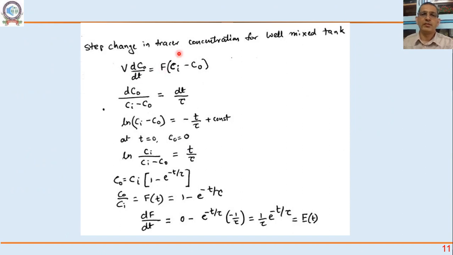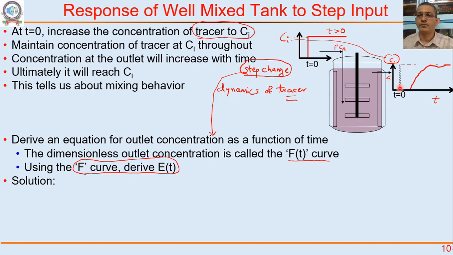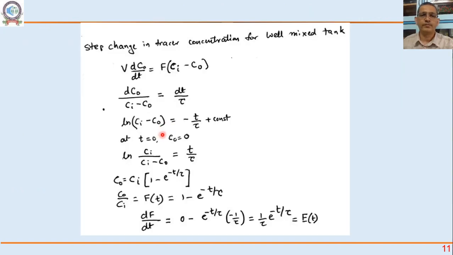Okay, so step change. Again, we can do in minus out is equal to accumulation. What comes in minus what goes out. In minus out would be accumulation. Accumulation would be V times d of the concentration of the tracer at the outlet divided by dt. Simplify. Boundary condition: at t equal to 0, concentration at the outlet is 0. Nothing is there at the outlet. Simplify. C out will be Ci times 1 minus e raised to minus t by tau.